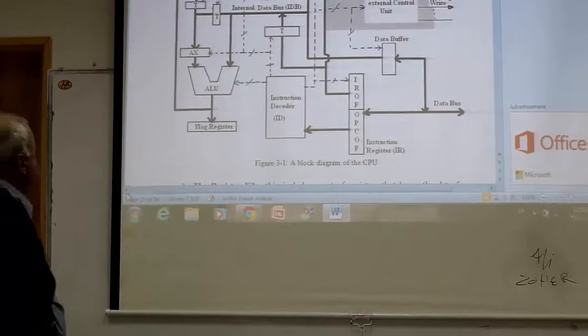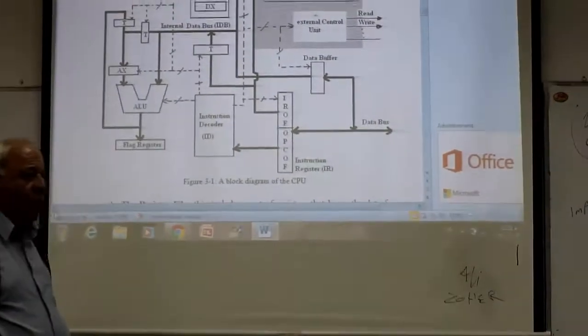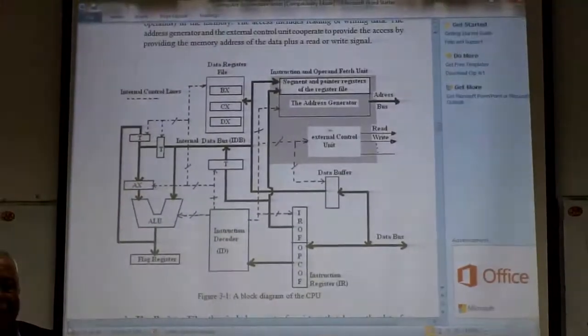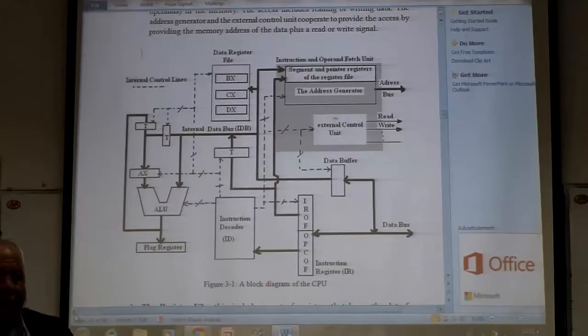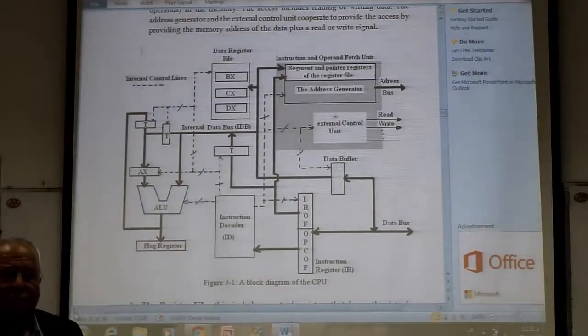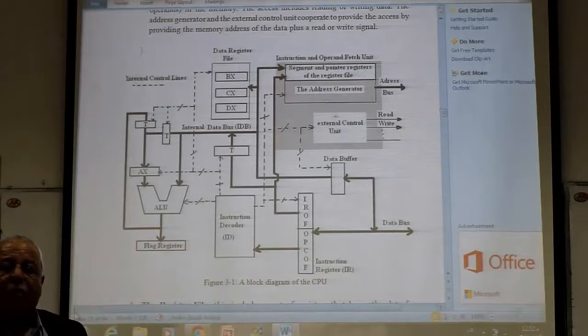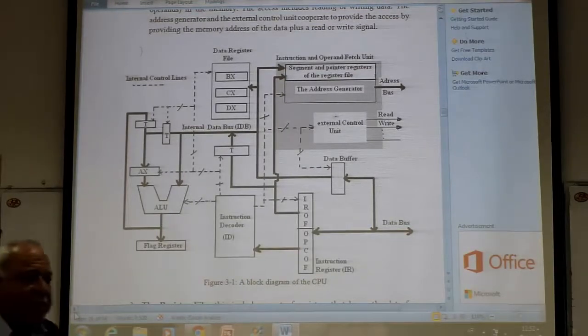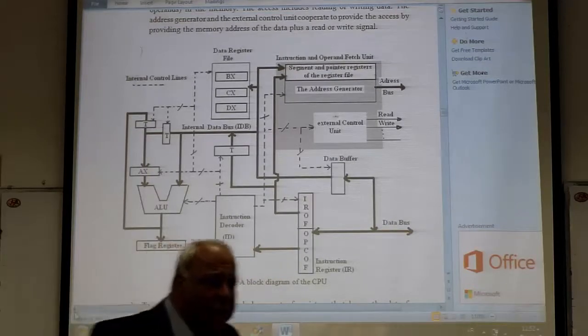When you need to fetch something from the memory, what do you need? You have to present an address to the memory.